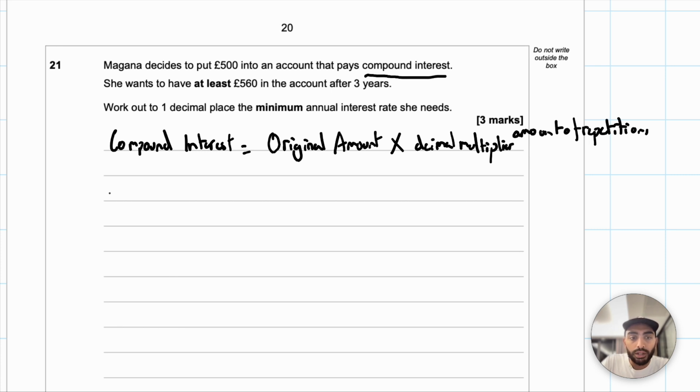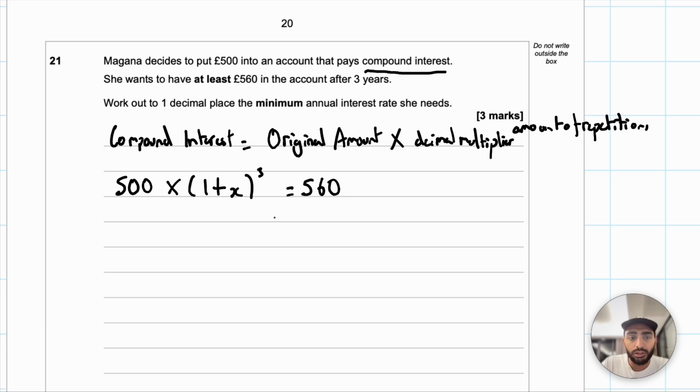So original amount is 500. We're multiplying this by something. Because it's an increase, it's going to be 1 plus something. So we'll call that number x. And that will be raised to the power of 3 because there's 3 years. And all of this we want to equal £560. So we're trying to find out what this decimal is, what this percentage is that she wants every year.